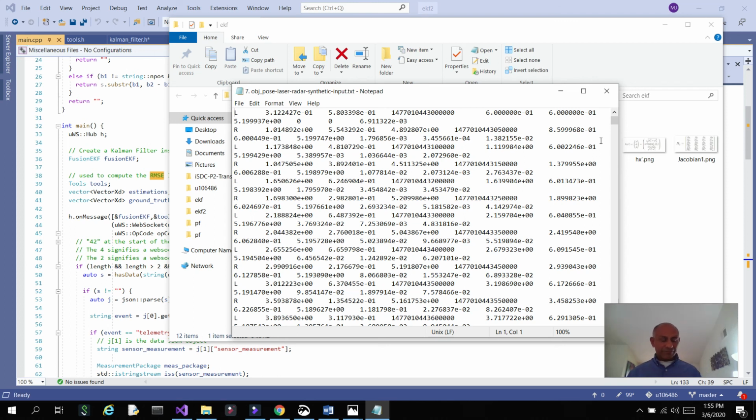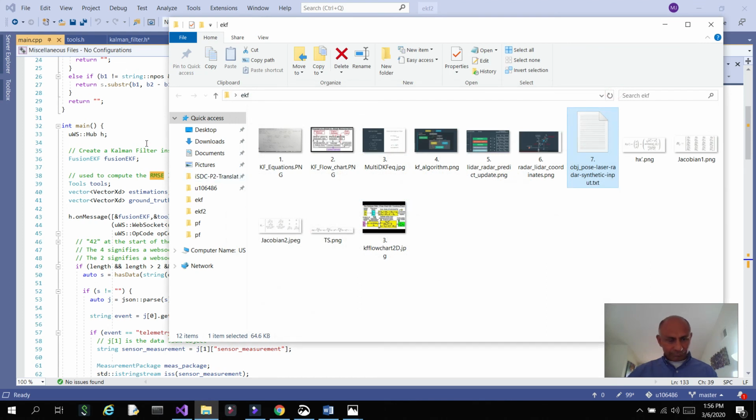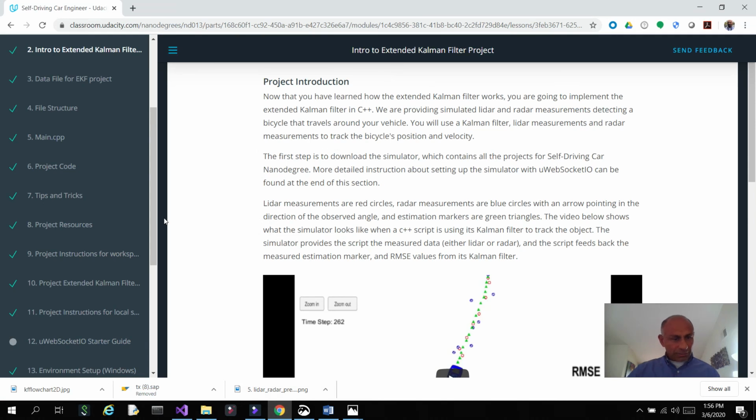So essentially, the difference was that for rows with L as the first column, in terms of measurement, we had px, py. For rows with R as the first column, in terms of measurement, we had rho, phi, and rho dot. Wonderful. All right, so this was the concepts here.